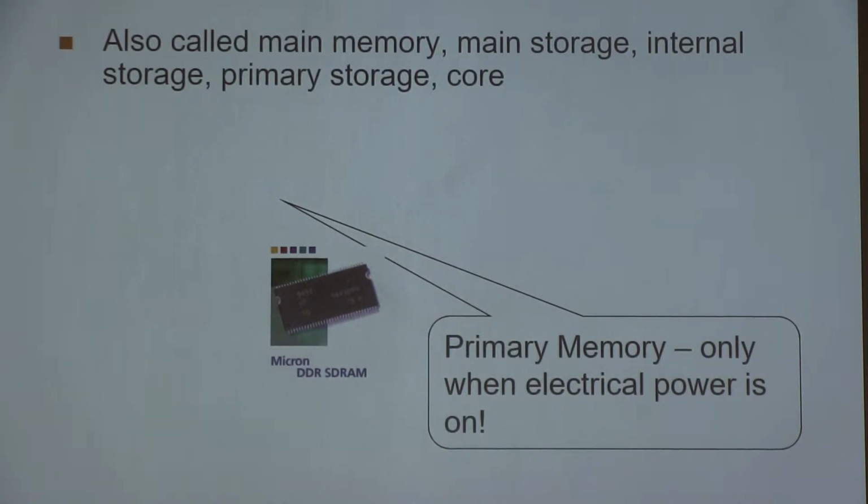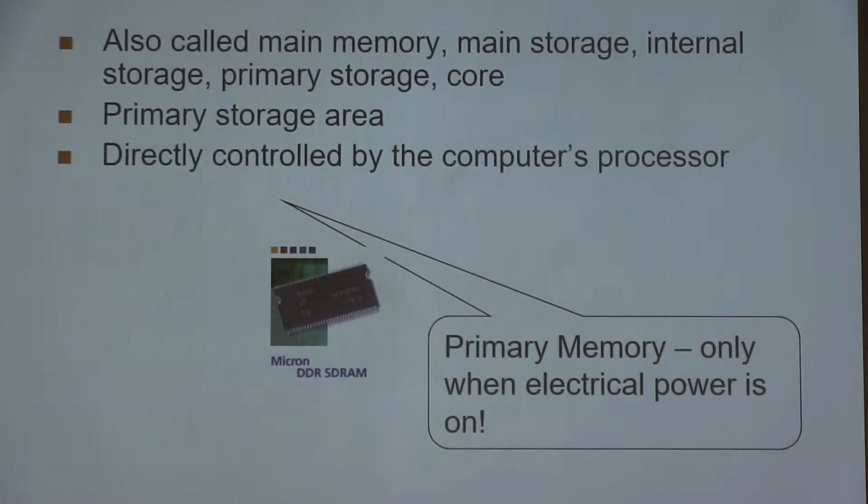So mainframe computers had 32K kilobytes of memory. It was very, very expensive. When they went to chips, all that went out the window, and the prices dropped like a stone, and are continuing to drop as geometries shrink. It's your primary storage area, directly controlled by the computer's processor.